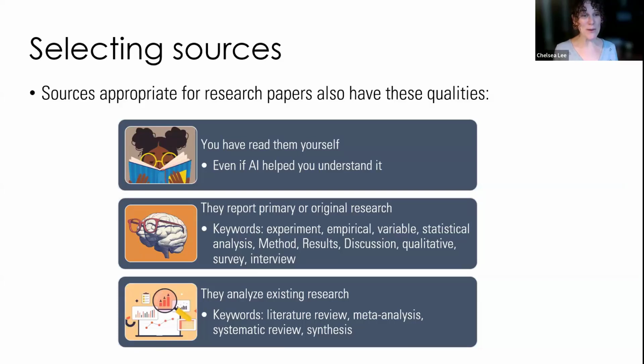So say you picked a source. Now what are you going to do? It's important to emphasize for students what to look for regarding selecting a source. First, you have to read it, even if you get AI to help you see what it says. I know we've gotten some questions ahead of time about AI, and lots of people want to know what they're supposed to do. You have to read it yourself.